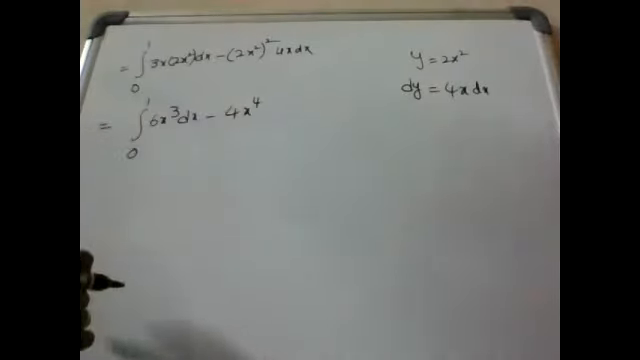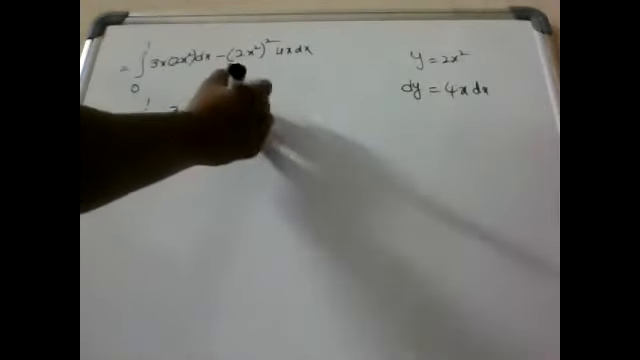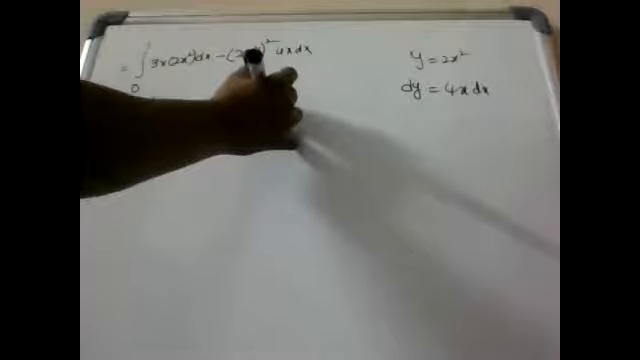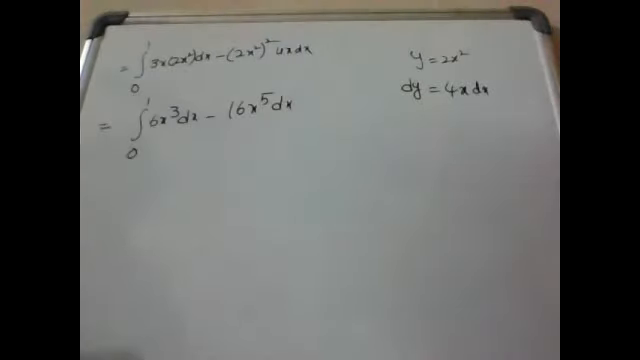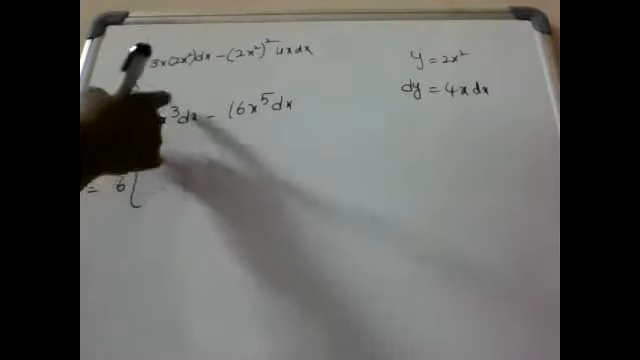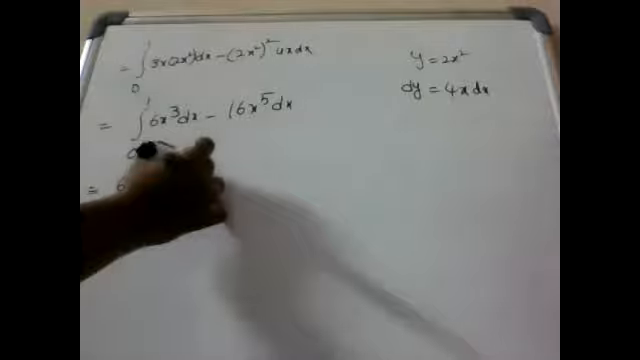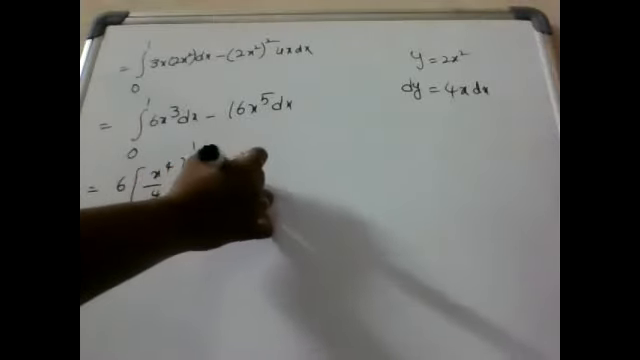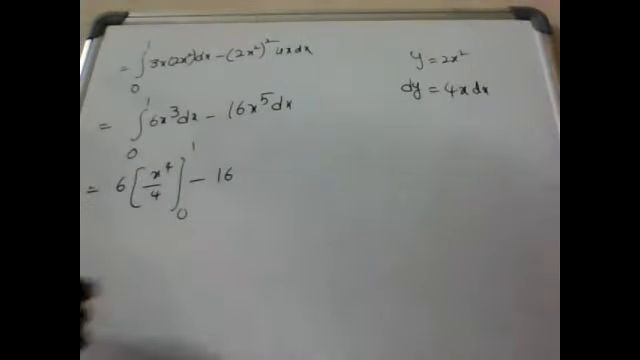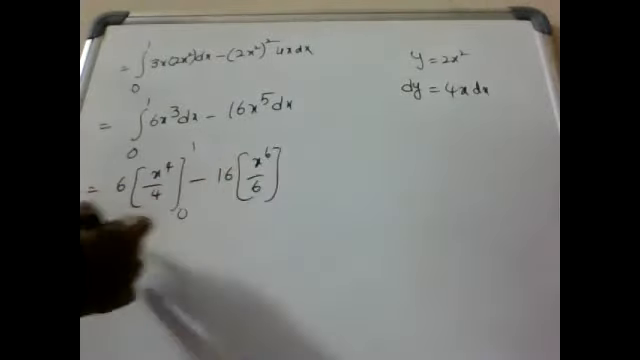We have 16x power 5 into dx. Next, integration. Here 6 is constant, x cube integration is x power 4 by 4, limits 0 to 1. Minus 16 is constant, x power 6 by 6.